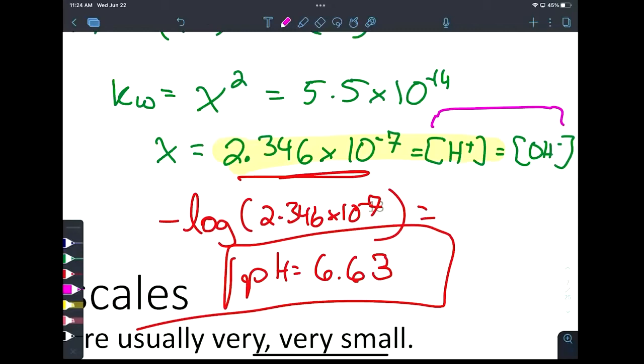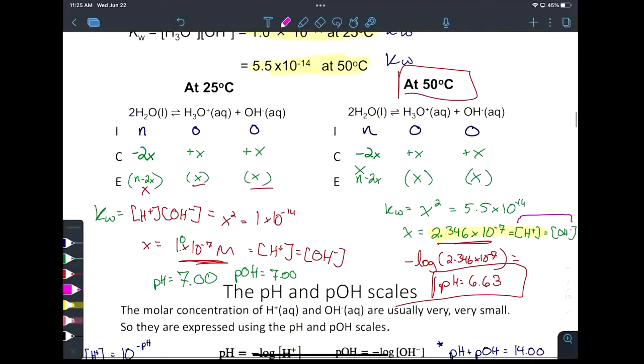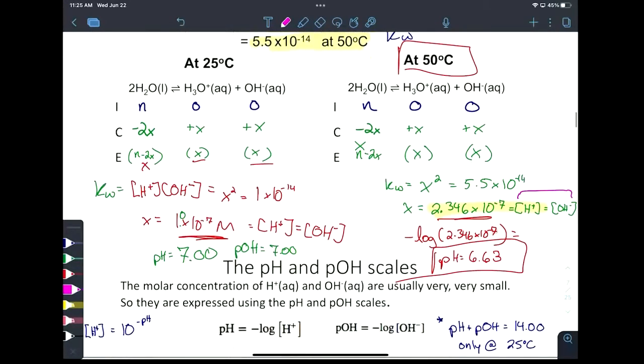And it's because KW is a different value at higher temperatures, lower temperatures, away from 25. And specifically why it looks like it got more acidic is because this is an overall endothermic reaction. As temperature increases, the K value increases as well. Did you all think that pH 7 means neutral?